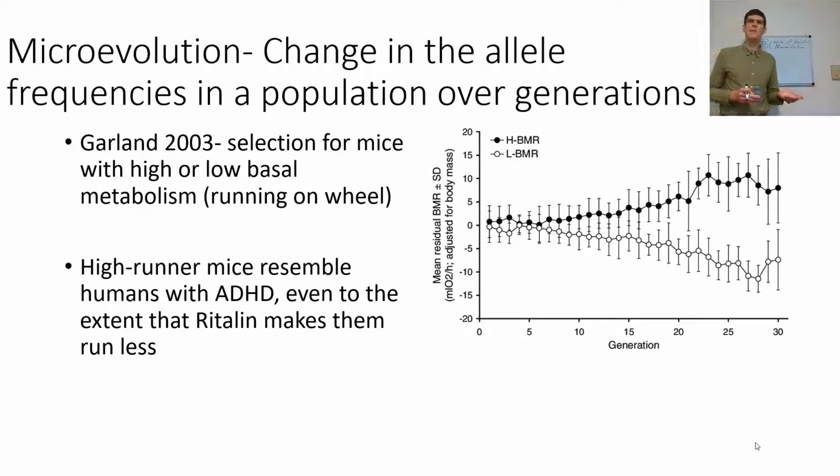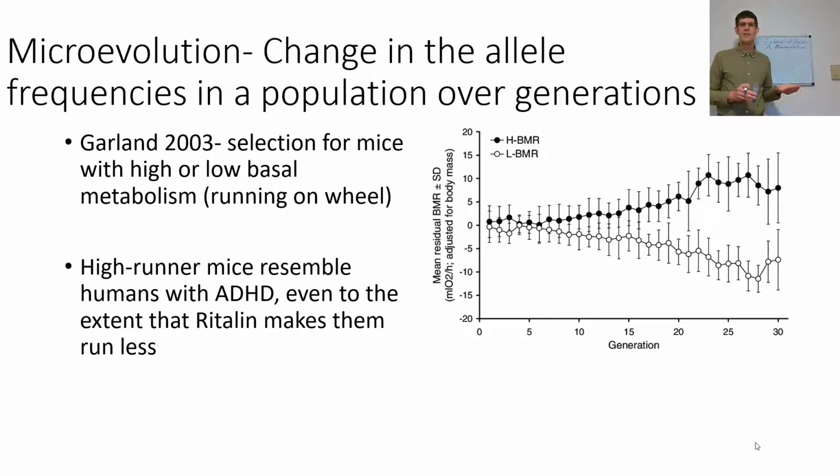So he took the mice that ran on the wheel the most and crossed them with other mice that ran on the wheel the most, and found that two populations could diverge from a single population. What was your residual BMR minus the standard deviation adjusted for body weight? And you see that over time these actually diverge. So this is microevolution, changes in allele frequencies in a population over generations.